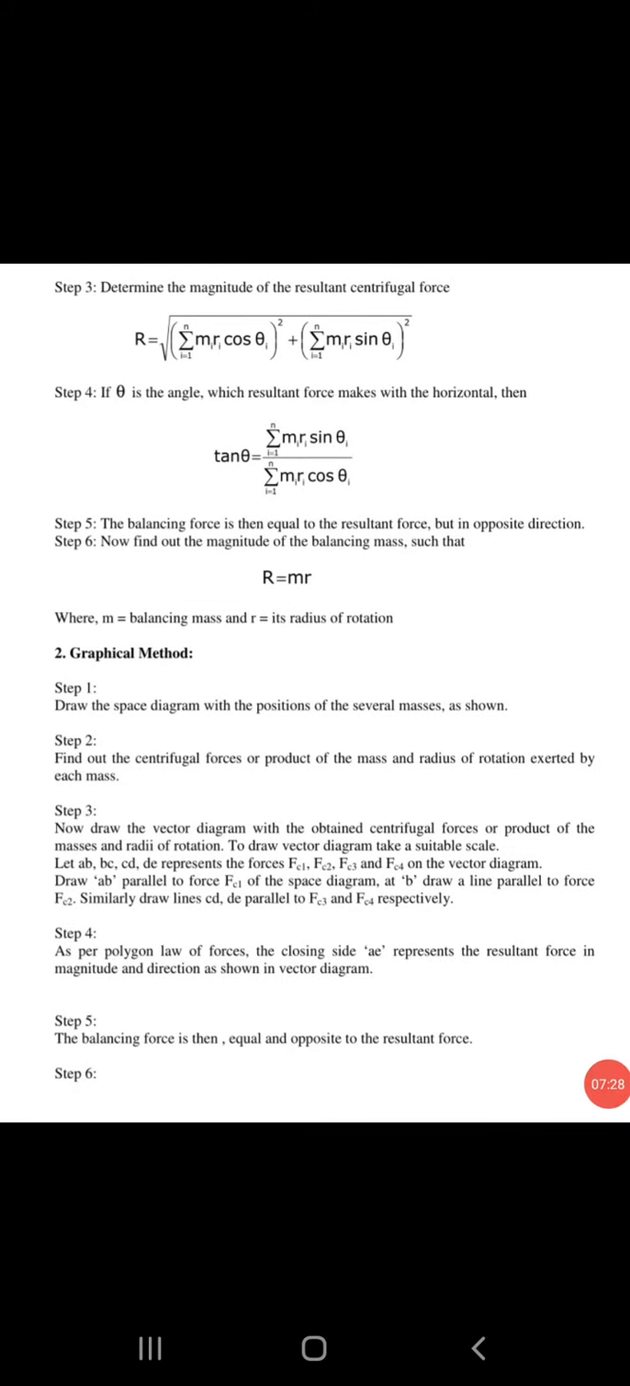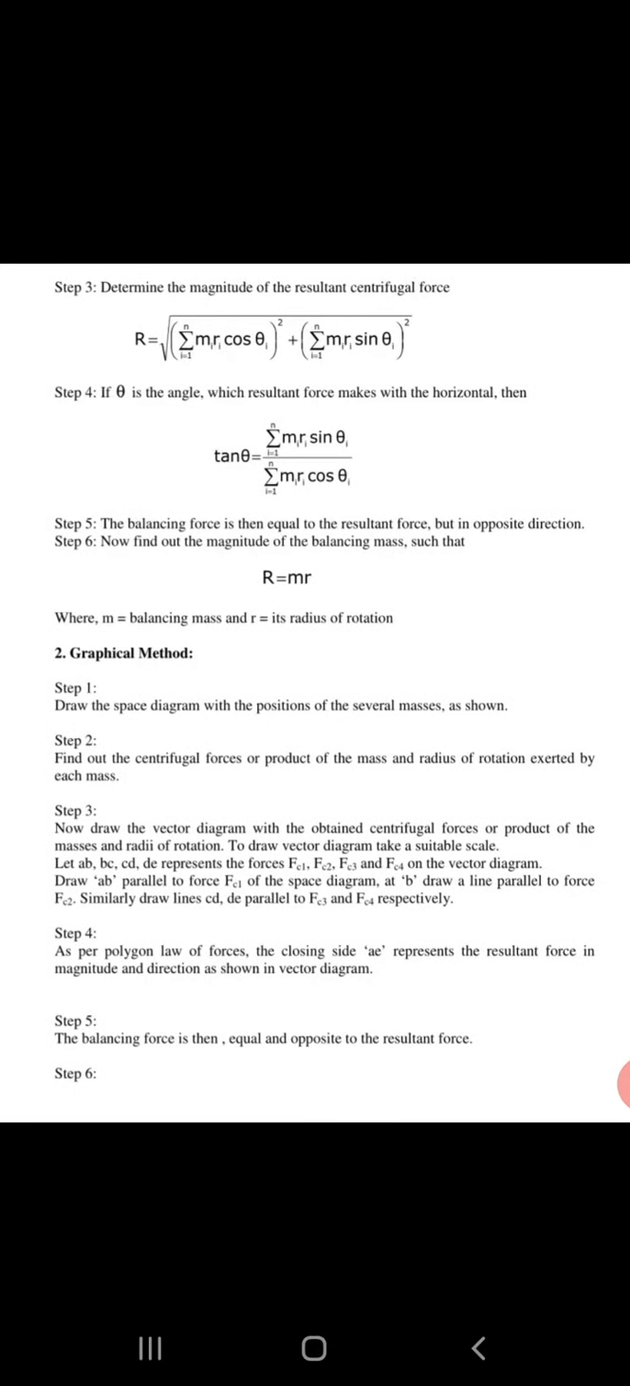Now the graphical way to solve this problem. For the given problem, first draw the space diagram as shown in the figure. The left side is the space diagram. Find out the centrifugal forces of each mass in rotation. So you have to separately calculate m1r1, m2r2, m3r3 and m4r4.